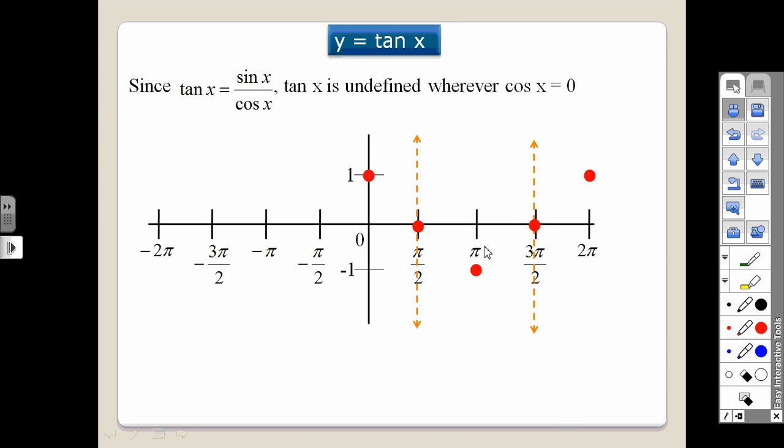Okay? Now, because I have to go all the way out to negative 2 pi, I need to repeat this pattern. So it looks like every other tick mark, there's going to be an asymptote. So that means there's an asymptote here at negative pi over 2, and then another one at negative 3 pi over 2.